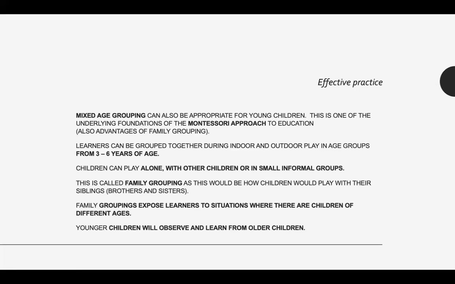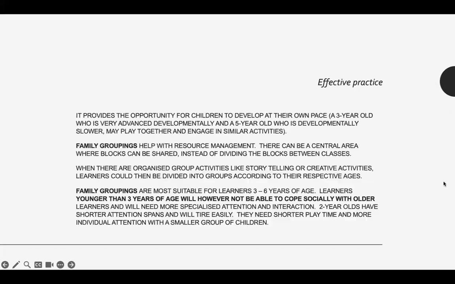If they were at home, 3-year-olds, 4-year-olds, 5-year-olds, 6-year-olds all play along with each other. So family groupings helps expose young learners to situations where their children are slightly different ages. What they will learn here is called situational learning or social learning because they will learn behaviors and actions from each other and from older learners, right?